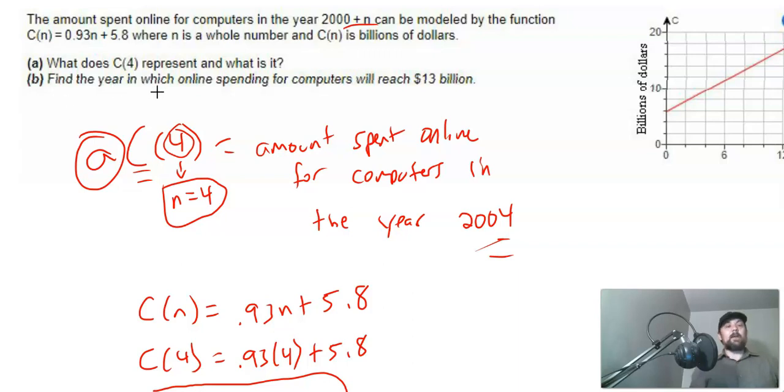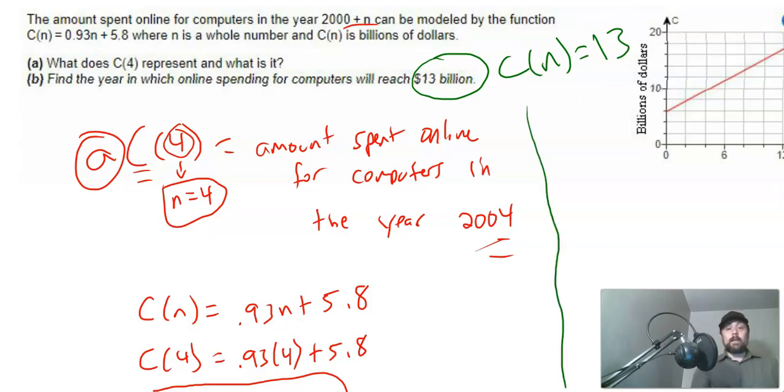Find the year in which online spending for computers will reach 13 billion. So here it's the flipped around version of part A. They're giving me the amount spent, which is C. So C of n is going to equal the 13 billion, which remember, C is in billions already. So we just need C of n to equal 13, and that means 13 billion. And we want to solve that for n to find what year that would be.